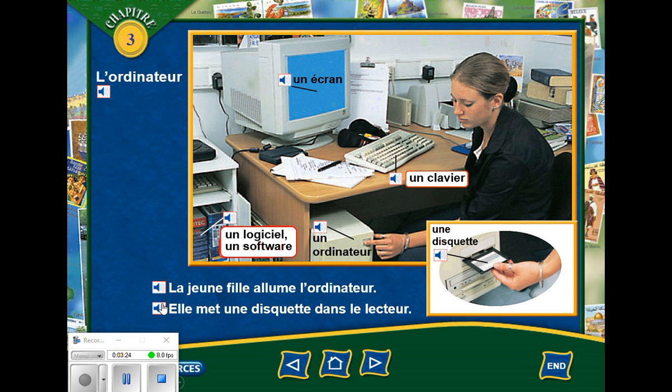Elle met une disquette dans le lecteur. She puts, this is the verb mettre, she puts a disk in the hard drive. No, hard drive. Is that what that's called? Floppy drive, the disk drive. I'm so sorry, lecteur. I forgot there for a minute. Le lecteur. So that's the disk drive. She puts a disk into the disk drive, which is something, look at this thing. And that actually was modern. I can tell you they used to be a lot bigger than that. Oof. But we don't really do that anymore, do we?